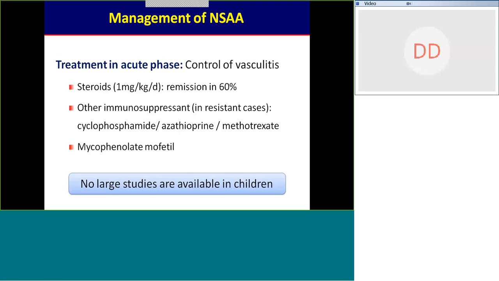In cases where you find that steroids are not helping and the patient continues to be active, then we can use other immunosuppressants, simply what you use in cardiomyopathies or myocarditis, and these are cyclophosphamide, azathioprine, methotrexate, and so on.